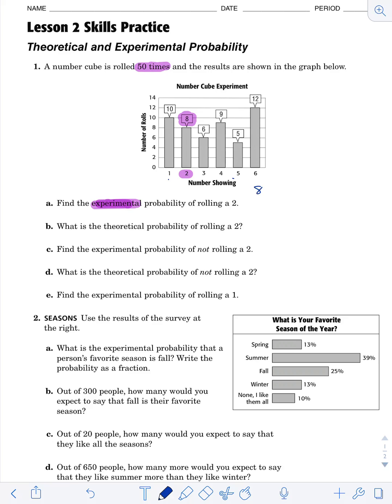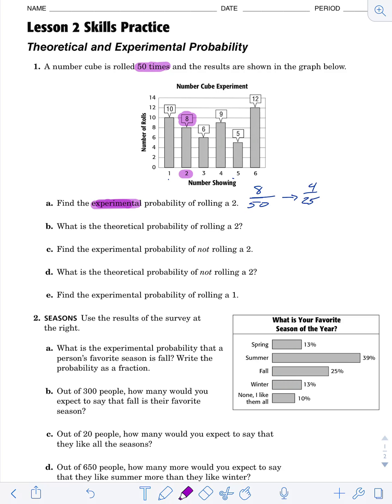So 8 is my numerator. I rolled a 2 8 times. That's the numerator. The denominator is how many times did I actually roll the die? I actually rolled the die 50 times. So my experimental probability was 8 over 50. And I can simplify that down to 4/25. That would be my answer for that.